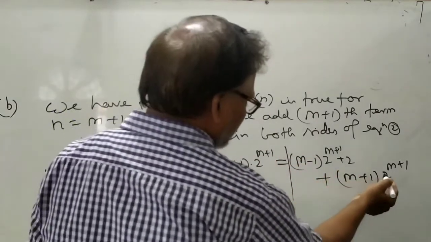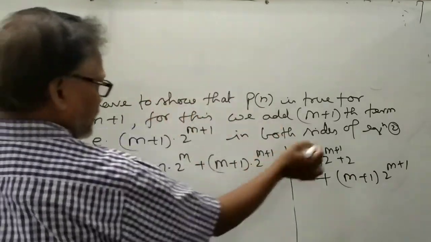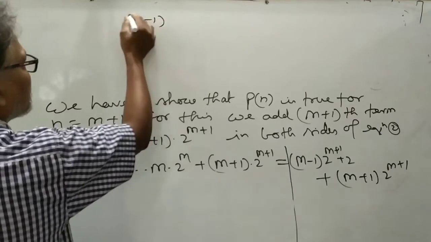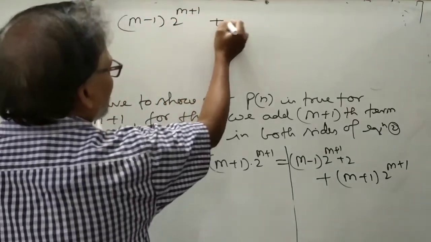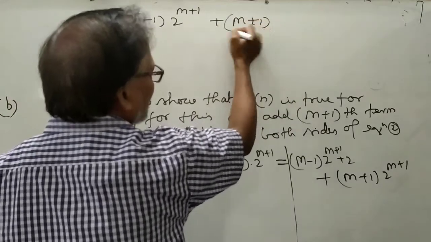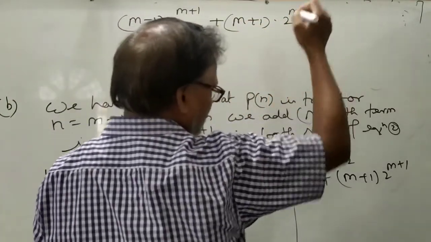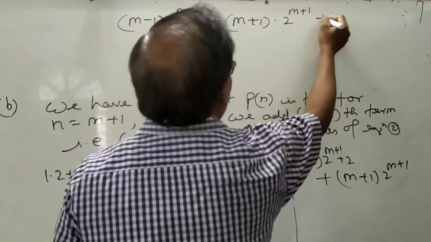This is plus 2. You write as it is. अब हम इसको ये वाला पार्ट सॉल्व कर रहे हैं. तो (m minus 1) to the power m plus 1 plus 2 को अभी बाद में लिखी (m plus 1) to the power m plus 1 is equal to वो plus 2.